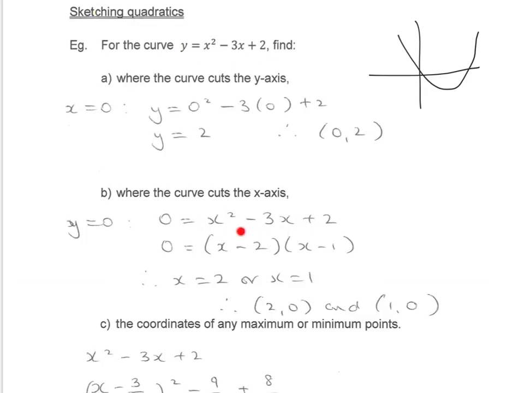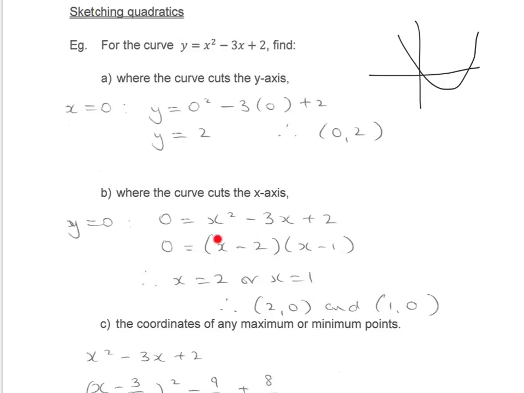And we've looked in previous sections in this module at how to factorise or how to solve a quadratic equation. In this case, x squared minus 3x plus 2 is easily factorised. We're looking for two numbers that multiply to give 2 and add to give minus 3. It has to be minus 2 and minus 1. So we end up with x minus 2 times x minus 1 equals 0. So either the x minus 2 is equal to 0, or the x minus 1 is equal to 0, or in fact both of them could be equal to 0.